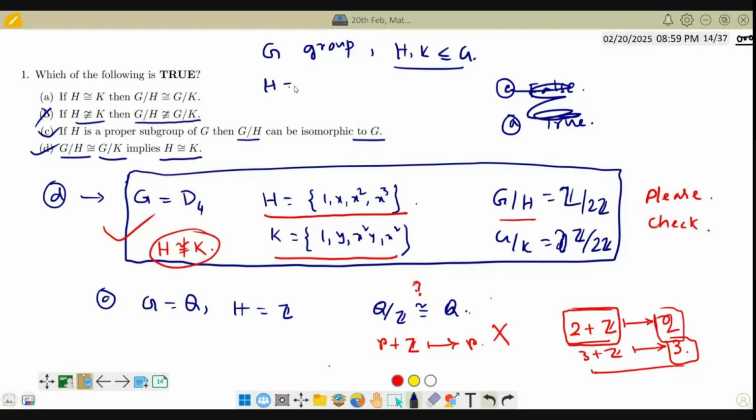So just take H as 2Z, K as 3Z, and G to be Z. That will give a counterexample for option A. Fine. So is it clear? So one example like G as C star, that's enough.